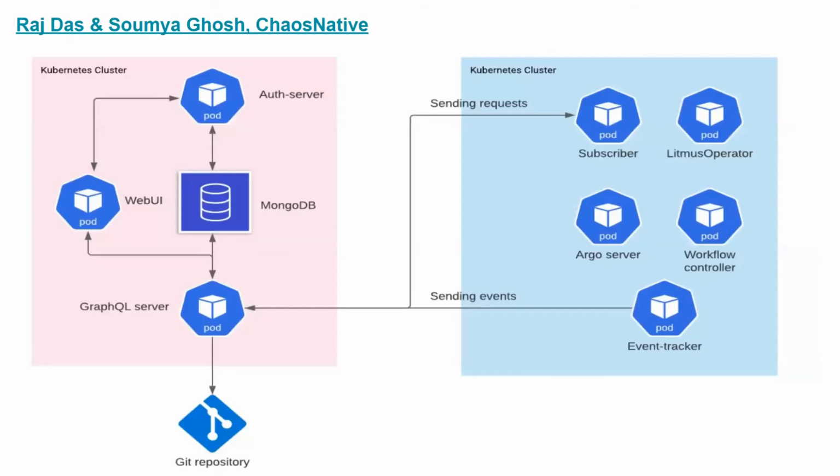The other talk was from Raj and Shomu. And this was about a new feature in the Litmus project called event-driven chaos. It has two parts, as you can see, separated with the pink box and the blue box. You must be knowing about the Litmus portal.